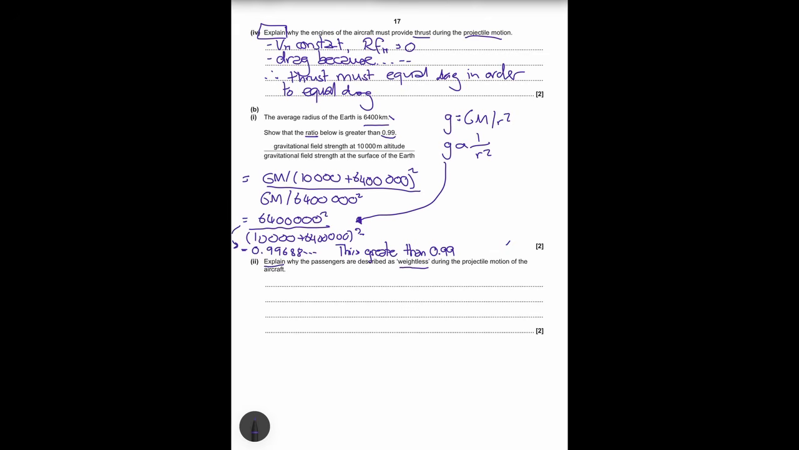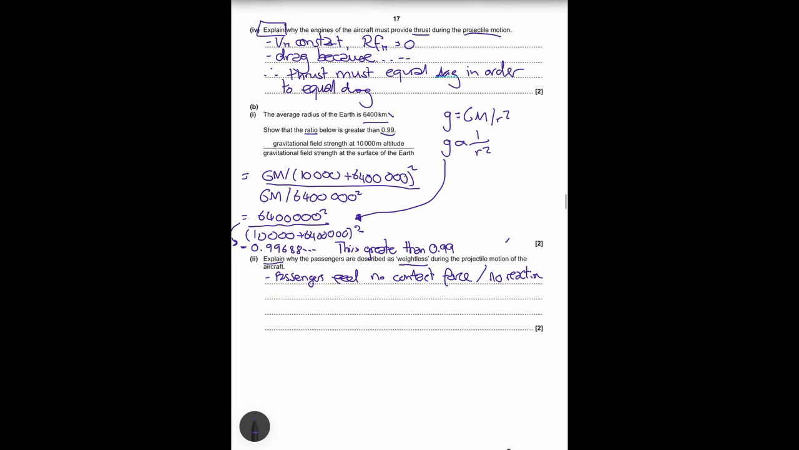Well, I know if something is described as weightless, there's going to be no reaction force or no contact force. So I'm just going to get that mark first. I'm just going to say it, because I know that has to be the answer that I'm working towards. So passengers will feel no contact force. Now I know there has to be a reason for that to be the case. So no contact force, no reaction force.